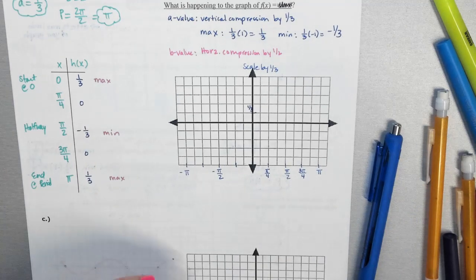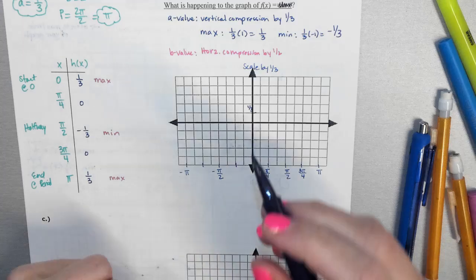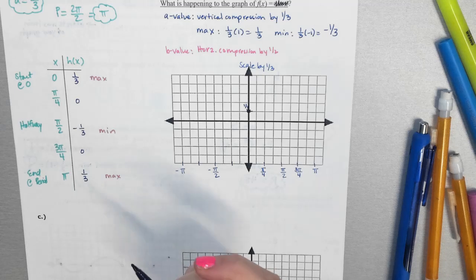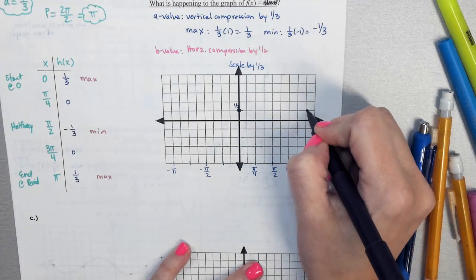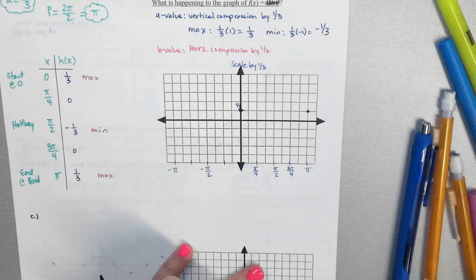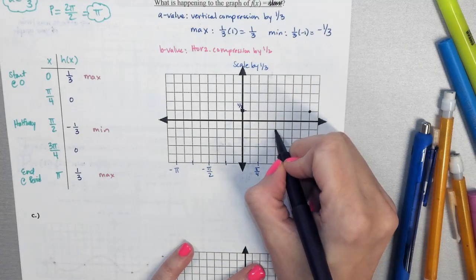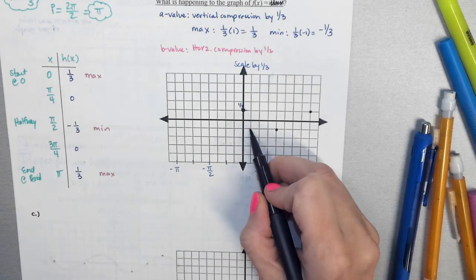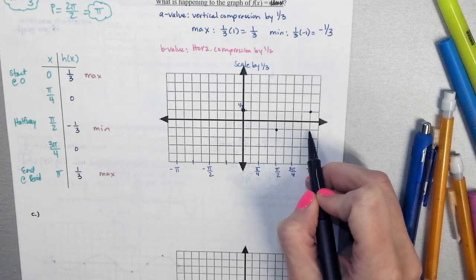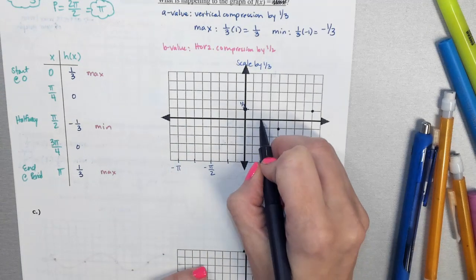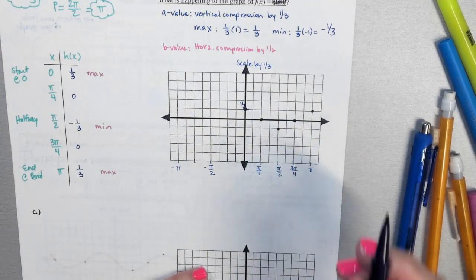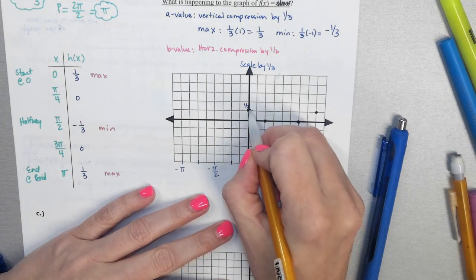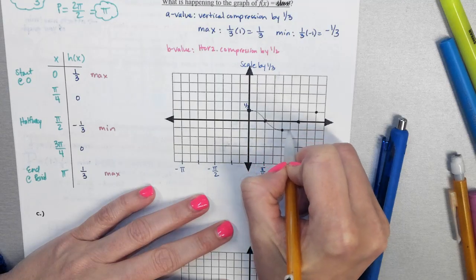Okay, so we're going to start at 0, 1/3. Okay, we're going to end at pi, 1/3. And then halfway between those, we are going to be at negative 1/3. Okay, and then halfway between those, we are going to be at our intercept. Okay, and then we're going to curve this through.